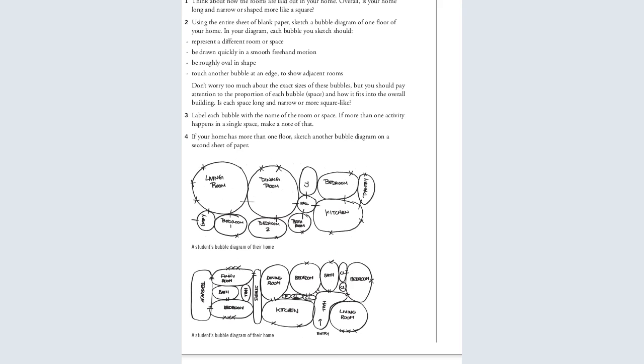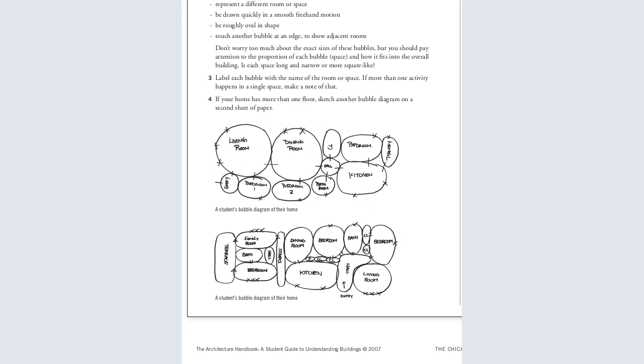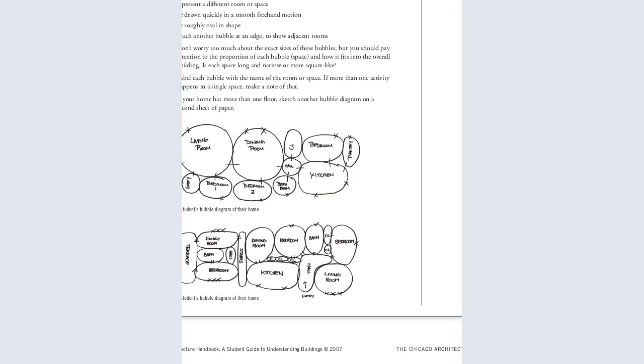Now you can see like this. This is a terrace. This is the family room, the bath, the bedroom, the hall, the stairs, the dining room, the kitchen, the bedroom, the bath, the hall. These are different students' bubble diagrams of their home sketches.